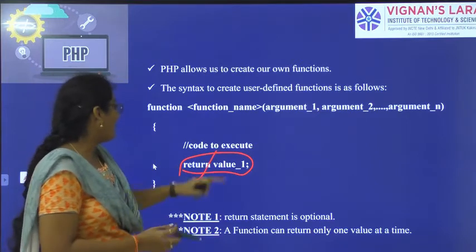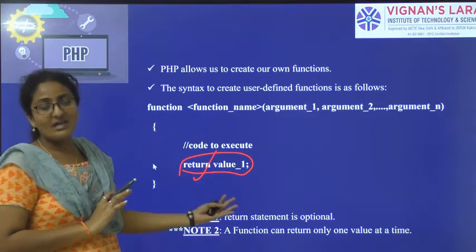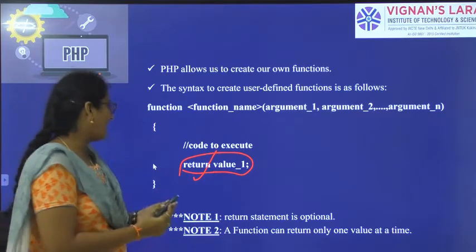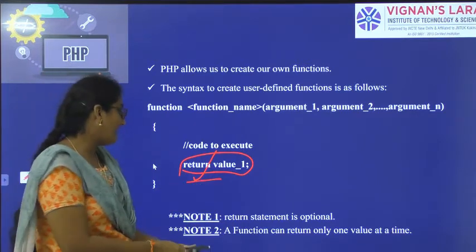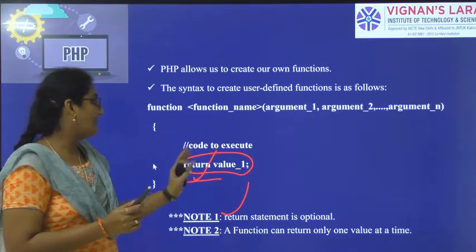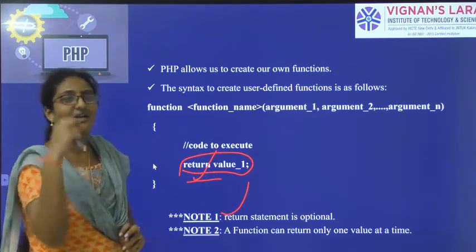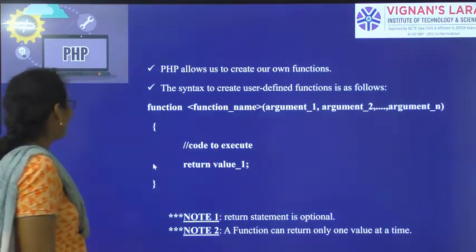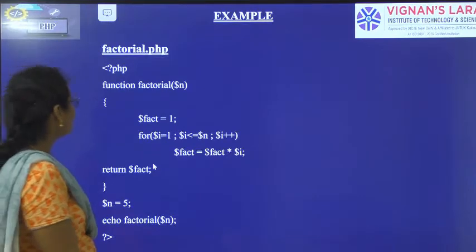But why are we using this return statement? When the server wants to send output to the client in the form of a response, to generate that response we need the return statement. But the return statement is optional. And one more point you need to remember: any function can return only one value at a time. So this return statement can return only one value at a time. So let us see the example.